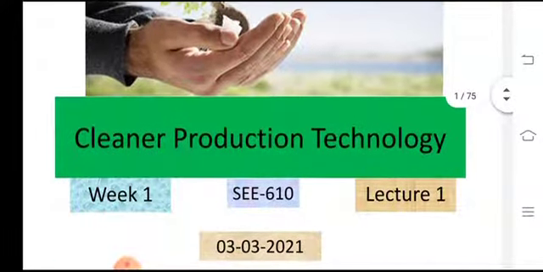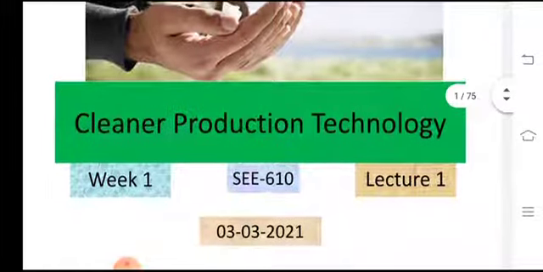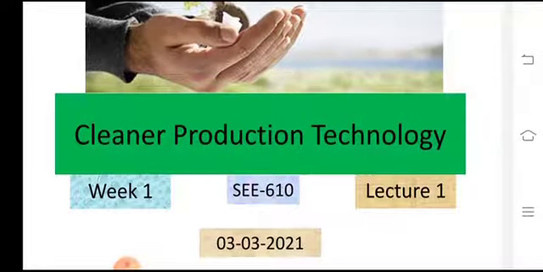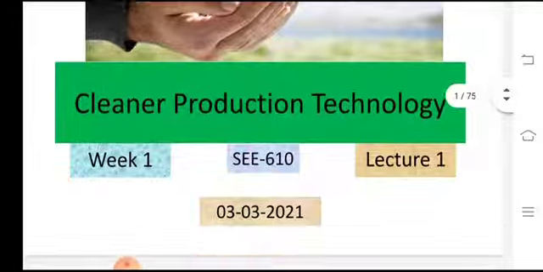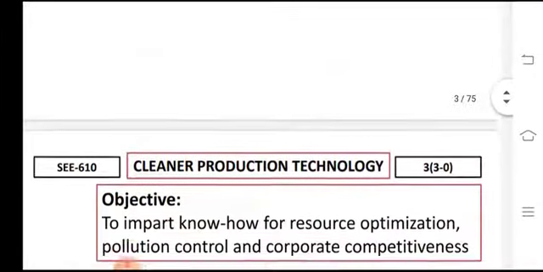This course has 3 credit hours, and mainly it is a theoretical course, and we will try to understand what kind of cleaner production technologies can be adopted in our industries, in our organizations, and how this can help in obtaining sustainable development. So basically it is a new concept, and it is new innovative ideas which are going to be implemented in our industries. So first of all, we will introduce this course, and we have the course contents.